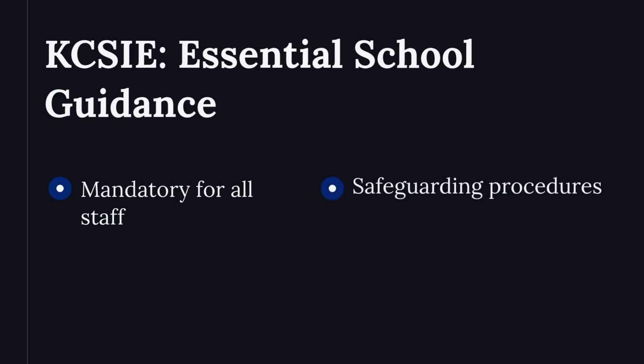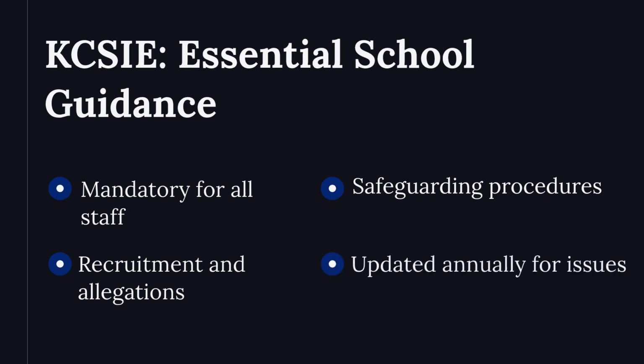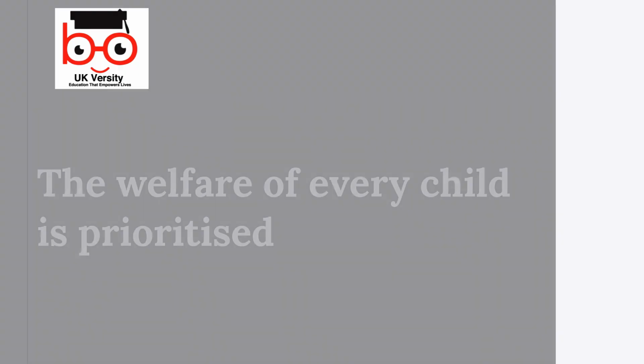KCSIE is mandatory reading for all school staff. It details safeguarding responsibilities and procedures for schools. Parts cover recruitment, allegations, and child-on-child abuse. Schools must ensure staff are familiar with the guidance. It is updated annually to reflect current safeguarding issues. This ensures the welfare of every child is prioritized.